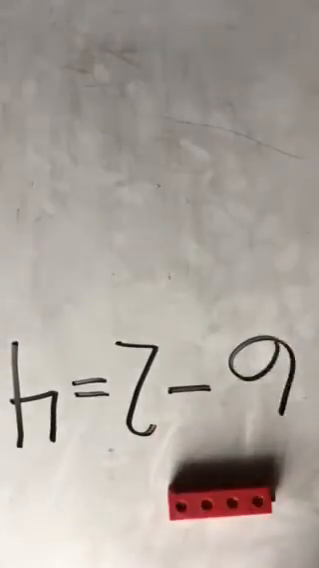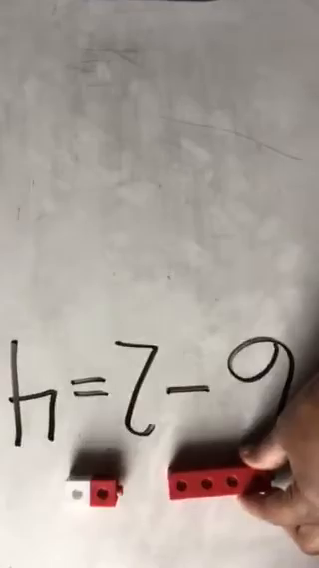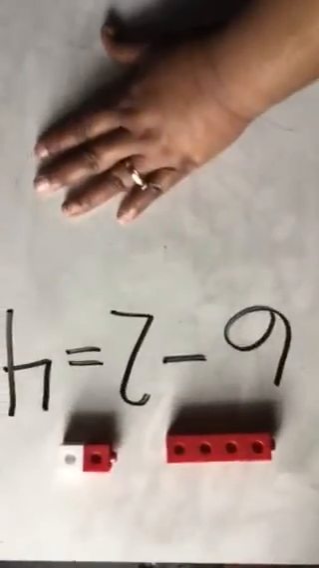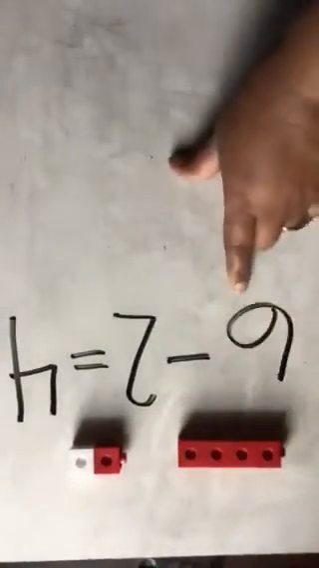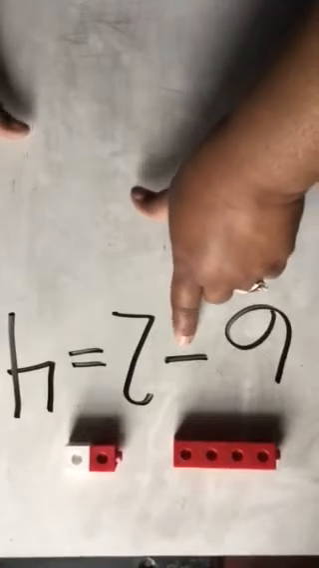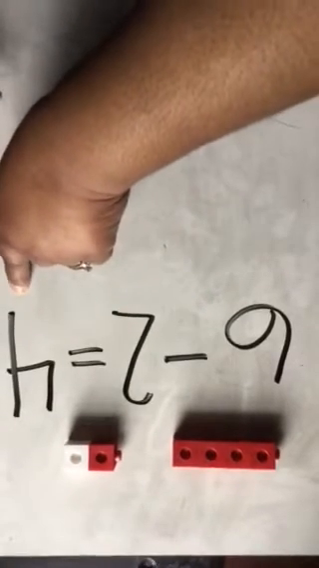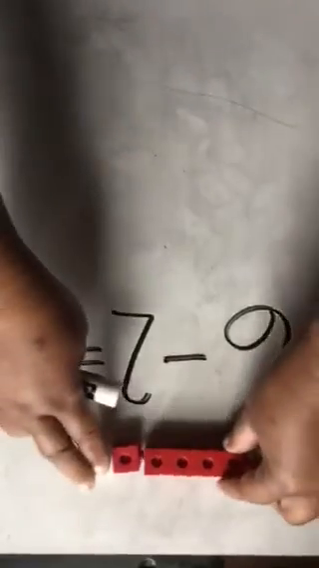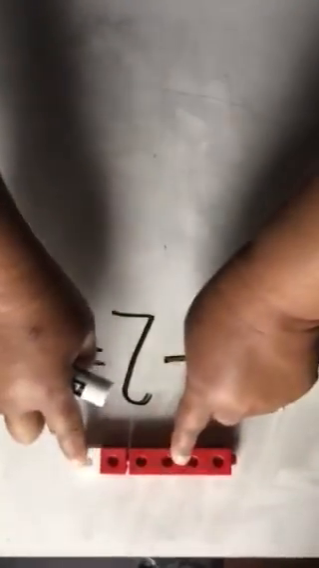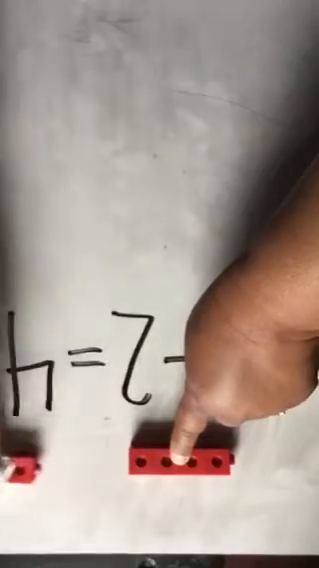Now, let's go ahead and read our number sentence. 6 take away 2 equals 4. Use it with our drawing. 6 take away 2 equals 4. Absolutely correct.